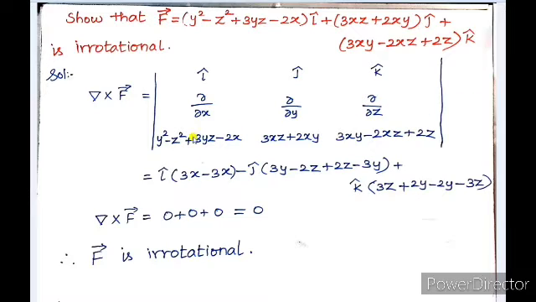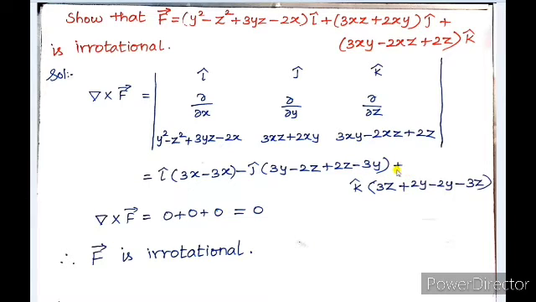Partially differentiate this term with respect to x, answer 3y minus 2z. Next, minus of partially differentiating this term with respect to z, answer minus 2z plus 3y. So on simplification, the answer is minus 2z minus 3y.